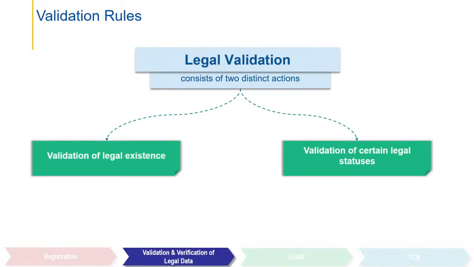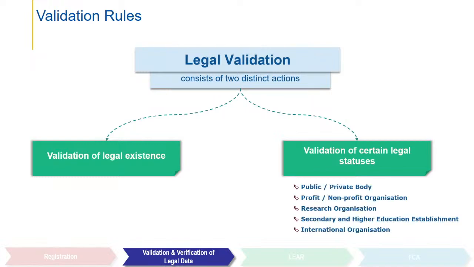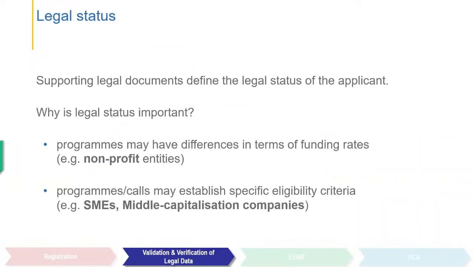So the legal validation consists of two distinct actions. We already mentioned that in the beginning of the presentation. We need to verify whether your entity is currently existing, so that's why we request recent documents. And the second action is to verify under what legal status you exist: whether you're a public or private body, whether you're for profit or non-for-profit, and then specific legal statuses such as research organization, secondary or higher education, or international organization. You will see a little bit more of this. Now we can go on to the next slide.